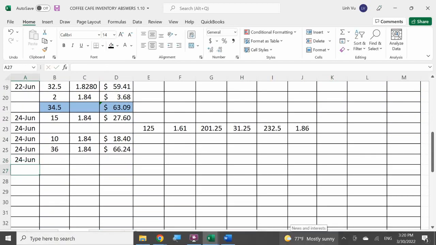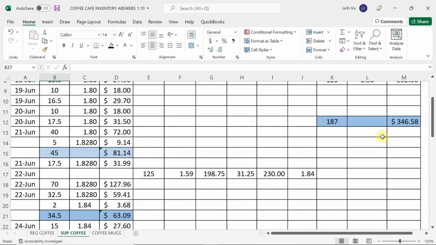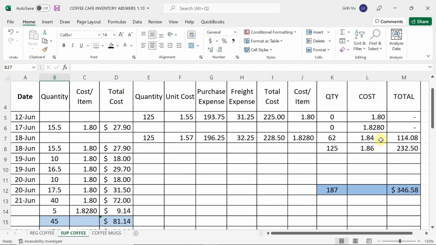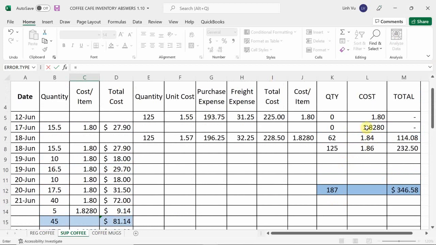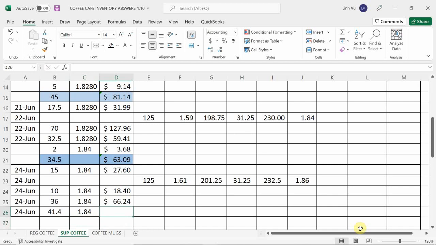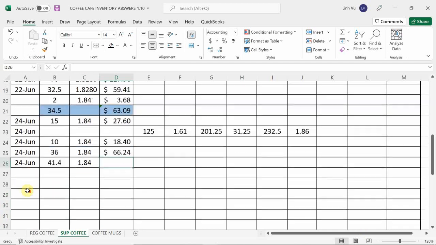Let's go to our Supreme coffee. We end up using 41 and a half pounds. Okay, so let's take a look at my batch of inventory. Which batch of inventory am I going to take out from next? $1.84. The batch from $1.84, because you got 62 and we just end up using 41 and a half pounds. So in this case, 41 and a half pounds at $1.84. Okay, so how much should my cost of goods sold be?